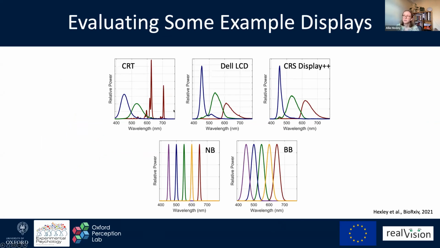And here I'm just showing the primaries of those displays. So we have 3 real 3-primary displays, and these are the measured spectra from a CRT and Dell LCD monitor and the CRS display++. And we take 2 5-primary displays, which are hypothetical displays, 1 narrowband, 1 broadband. We take theoretical 5-primary displays as there's no commercially available 5-primary displays to use as a standard.